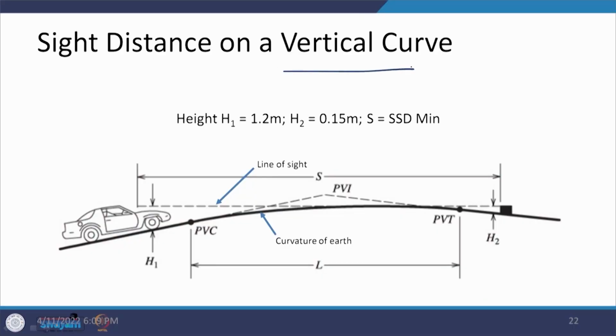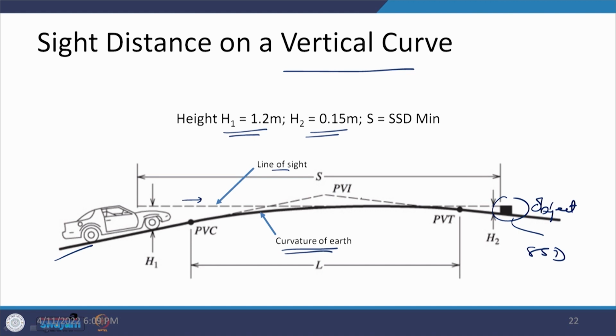Let us look at another case, which is related to vertical curves. In the case of vertical curves, as I said, there is a curvature of the earth, and the vehicle is coming from this side. So, there is a line of sight here, with respect to which there is an object. If you are talking about SSD, then the height of the object is going to be 0.15 meter and the line of sight of the driver is going to be 1.2 meter above the surface.